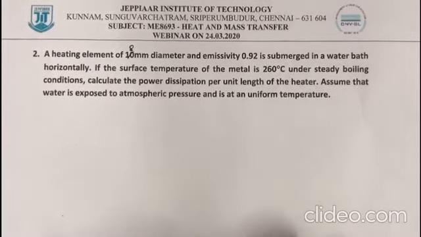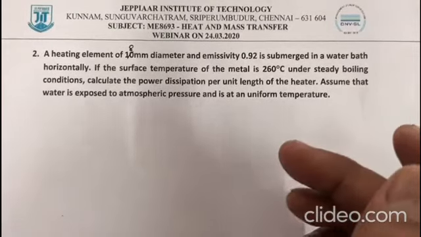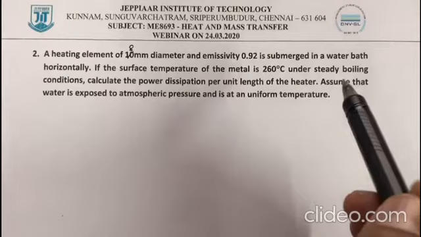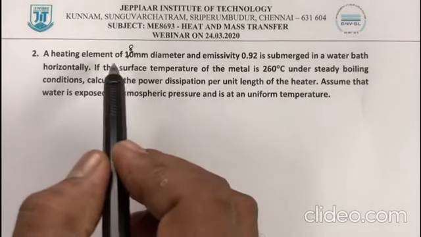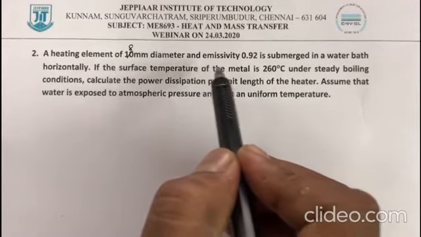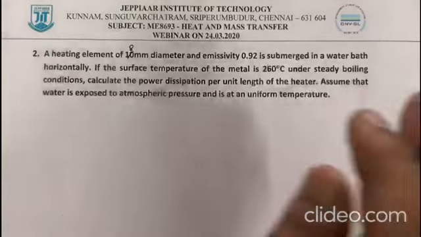Welcome back, guys. Now we have another problem in boiling, which is also associated with radiation. So now we have a heating element here, which is 8 mm in diameter, and the emissivity is 0.92. It is submerged in a water bath horizontally.